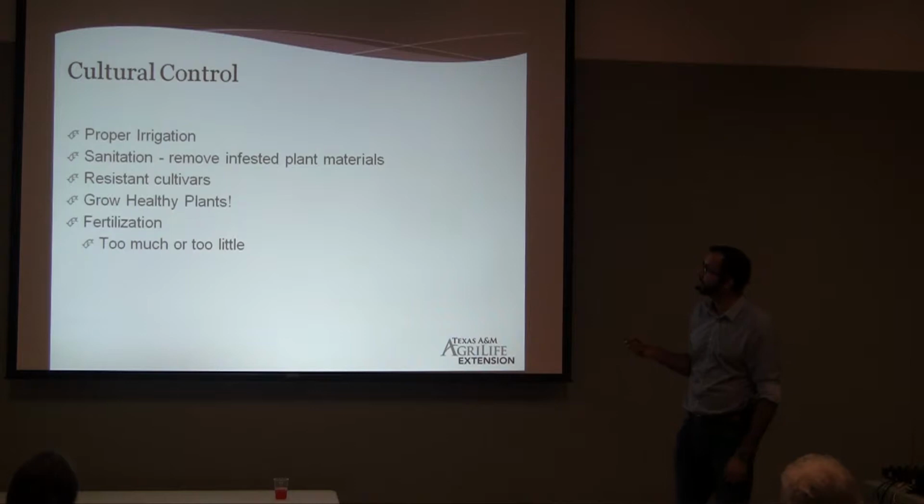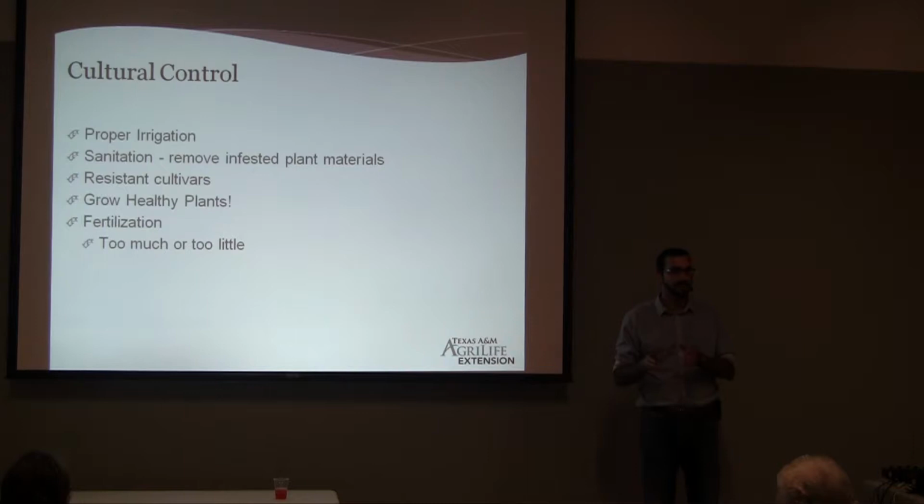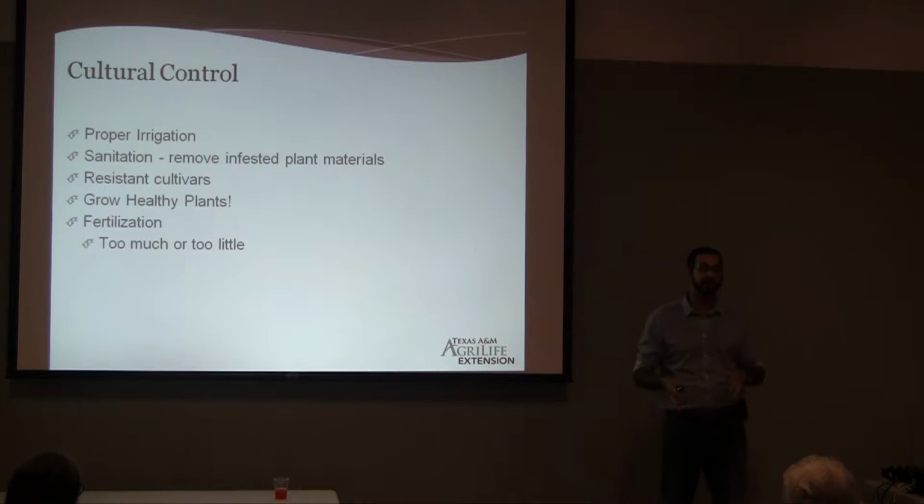Sanitation, you want to remove infested plant materials. So whether it be something like rose rosette, which y'all don't have here in Houston yet, so don't panic when I say that word. Oh, maybe you do. So if you have rose rosette, it might mean completely removing that plant. If you have, let's say, some other vegetable plants nearby that have a great source of aphids that you're not really taking care of, I mean removing that plant and destroying it. Planting resistant cultivars, again, growing healthy plants.